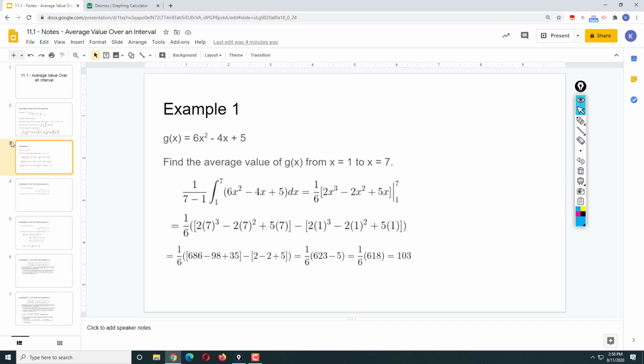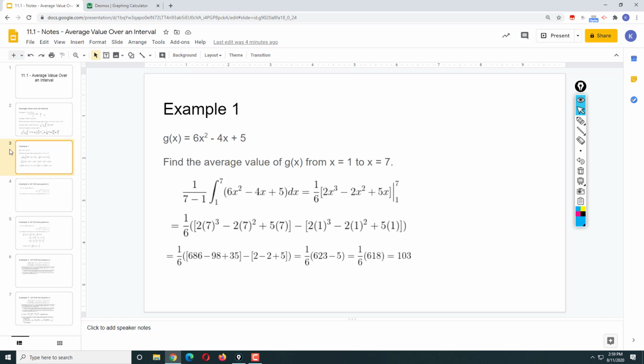Okay, let's look at some more examples. Example 1. g of x is equal to 6x squared minus 4x plus 5. We want to find the average value of g of x from x equals 1 to x equals 7. So that's going to be 1 over our interval, which is 1 over 7 minus 1, times our total, which is the integral from 1 to 7 of our function, 6x squared minus 4x plus 5.